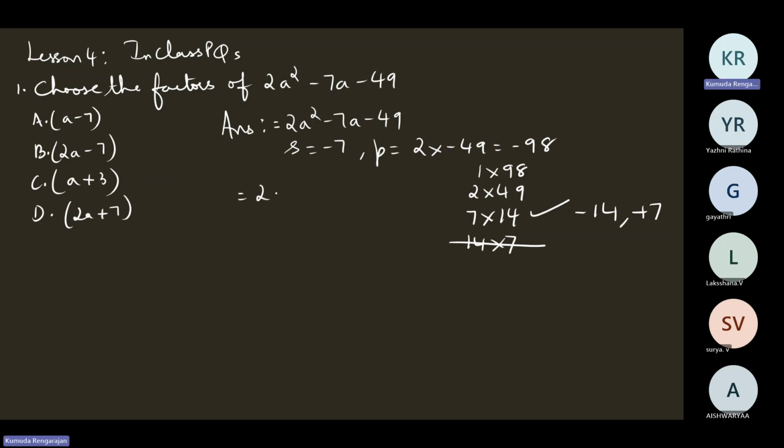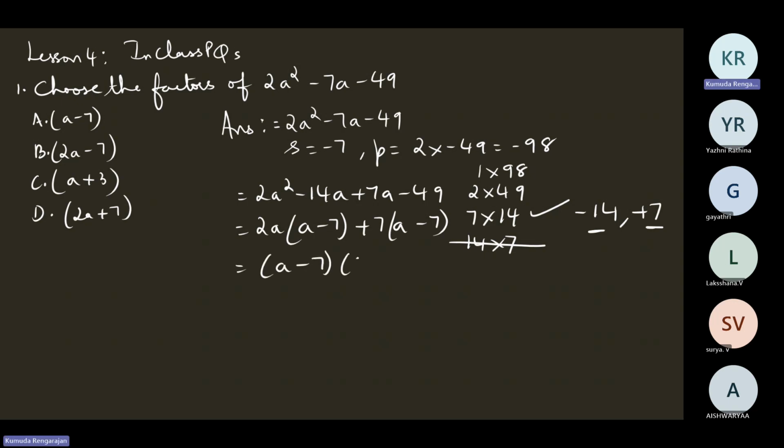So we have 2a square minus 14a plus 7a. Any order. You can write plus 7a first and then minus 14a. Split the middle term, meaning don't write the middle term given in the trinomial, minus 7a. Don't write that. Instead, write the middle term using these numbers, minus 14a plus 7a. Group the first two terms, 2a, a minus 7, plus 7a minus 7.